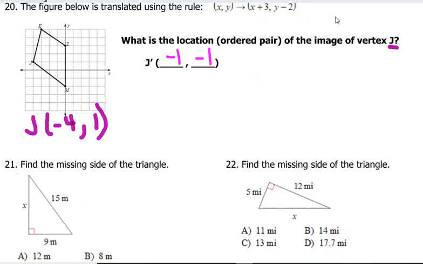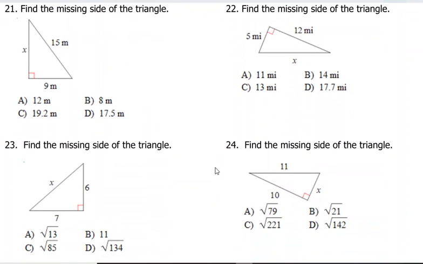All right, our last couple of problems are Pythagorean theorem, which was the most recent thing we learned. So remember, anytime you're talking about Pythagorean theorem, your rule is a squared plus b squared equals c squared. And c is always the hypotenuse. C is always the side that is directly across from your right angle. Okay, so it says find the missing side of the triangle.